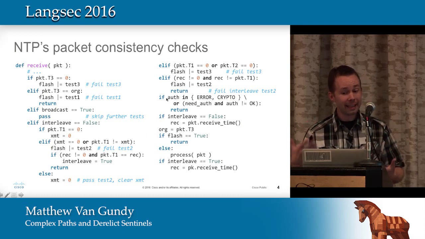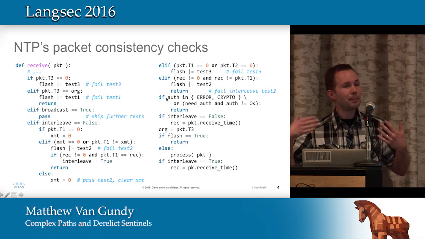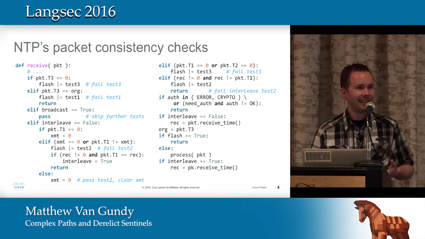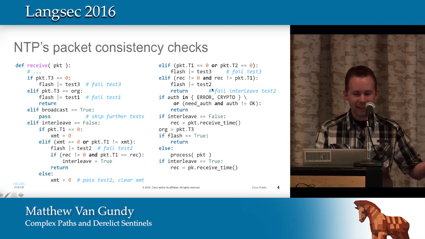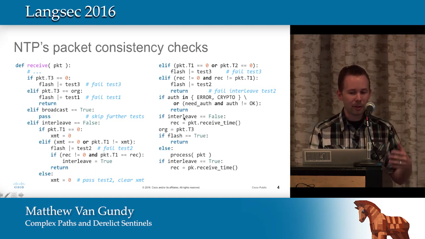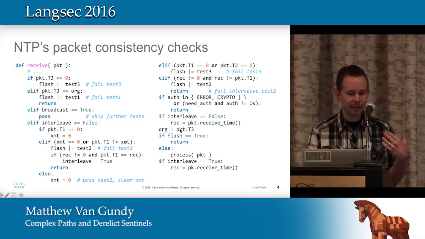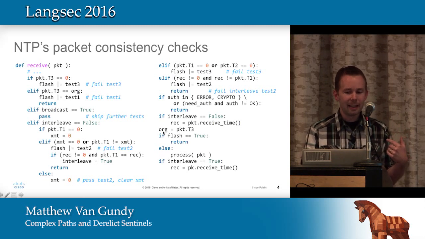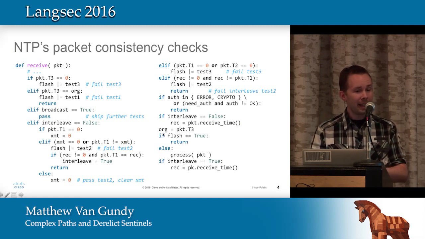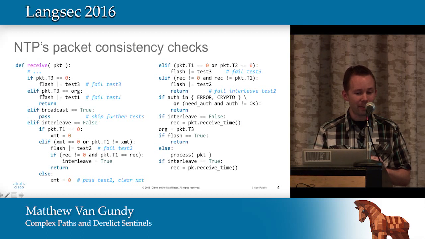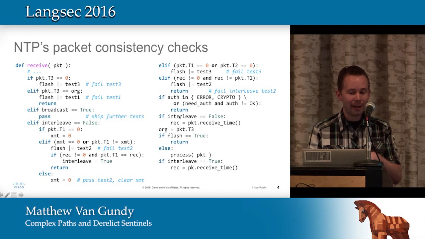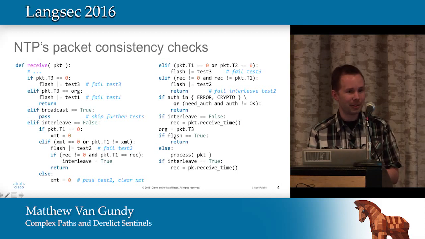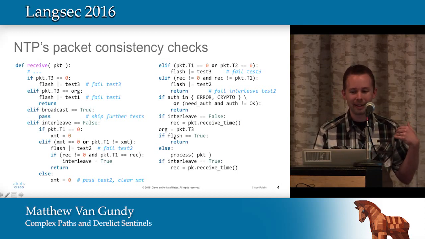At this point, finally, we ask, is the packet correctly authenticated? If not, we bail out. If so, then if it's not interleave mode, we go ahead and update our receive timestamp and the origin timestamp so that we can prevent replays of that last packet. If we have detected an error in any of these cases that set this flash variable without returning, only now, after updating these timestamps, do we return and exit the packet processing code.